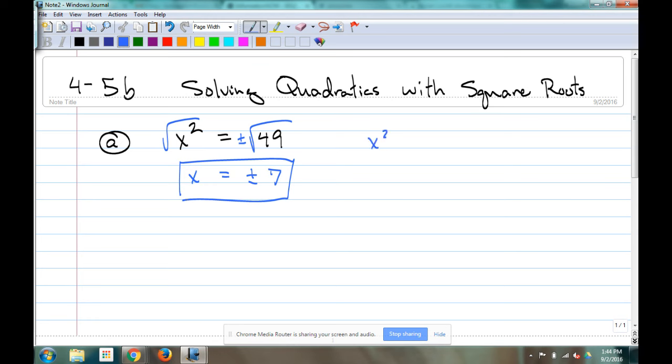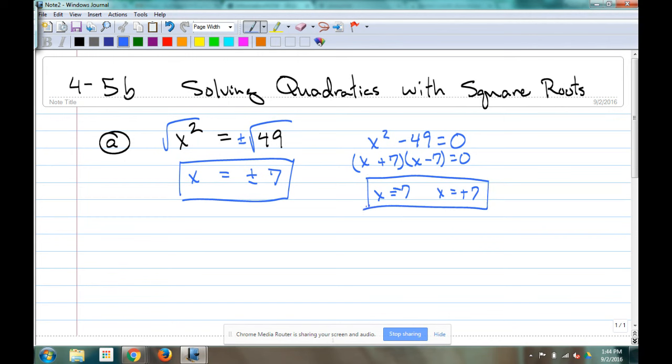Now, the way we did that the other day was we solved it like that, and we factored that as a difference of squares, x plus 7, x minus 7 as the factors. And there we got x equals 7, x equals negative 7 in the opposite order there. But it's both the same answer. That works great when it's a number that's got a good square root. Factoring just doesn't work when it's a number that's not a good square root number.